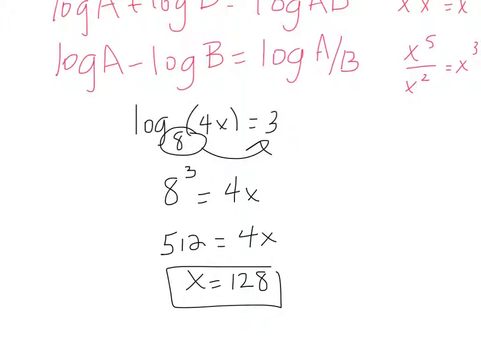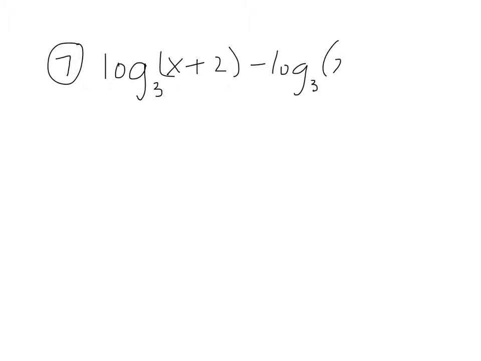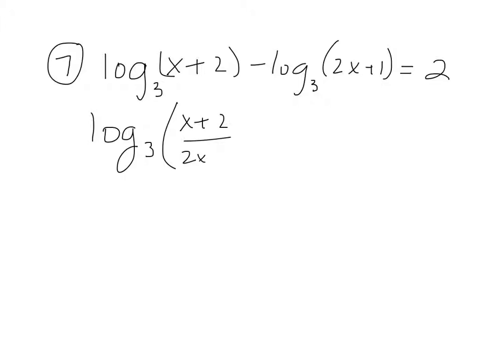So let's try a division one as well. Let's say it's number 7. Let's say I have log base 3 of x plus 2 minus log base 3 of 2x plus 1 equals 2. When I have my two separate logarithms, I combine into one logarithm, so I just write log once, and I do it with division: x plus 2 divided by 2x plus 1 is equal to 2.